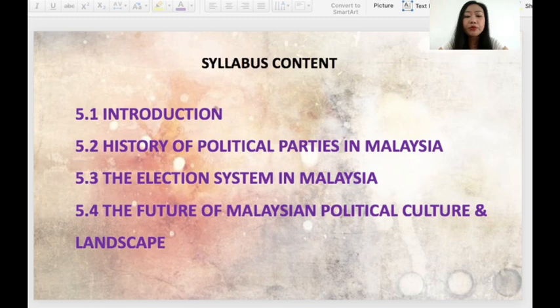Okay. In brief, there are three main points in chapter 5, which is the history of political parties in Malaysia, or mainly everything about the political parties in Malaysia, the election system in Malaysia, and then the third main point is the future of Malaysian political culture and landscape.